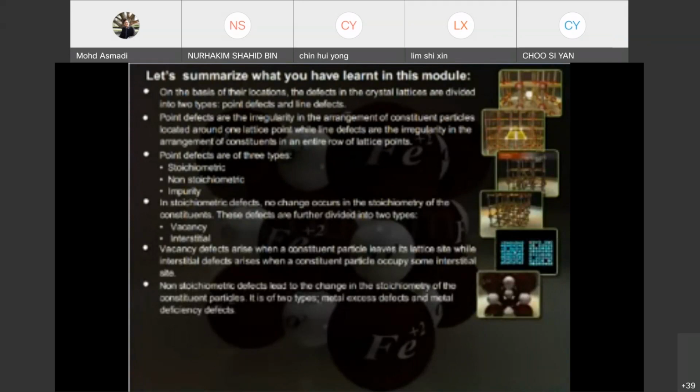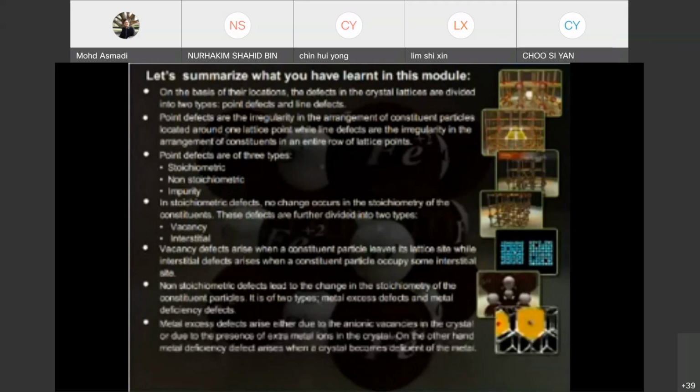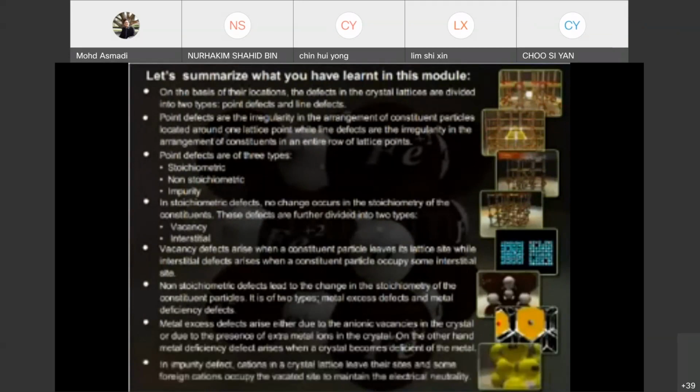Non-stoichiometric defects lead to a change in the stoichiometry of the constituent particles. It is of two types: metal excess defects and metal deficiency defects. Metal excess defects arise either due to an anionic vacancy in the crystal or due to the presence of extra metal ions in the crystal. On the other hand, a metal deficiency defect arises when a crystal becomes deficient of the metal. In impurity defect, cations in a crystal lattice leave their sites, and some foreign cations occupy the vacated site to maintain the electrical neutrality.